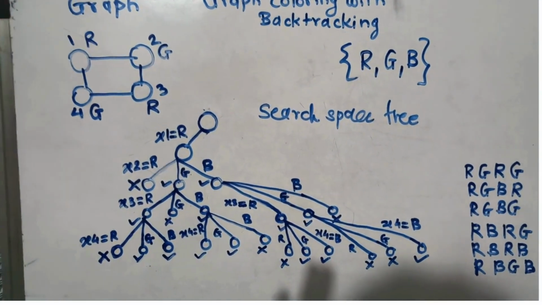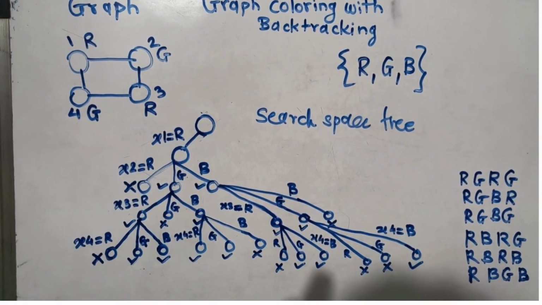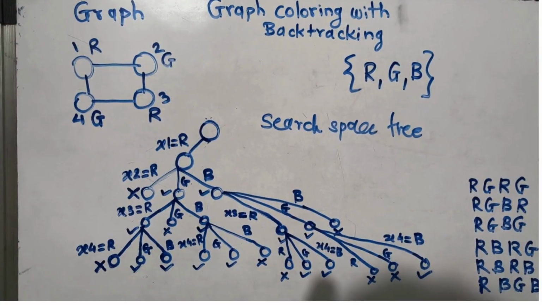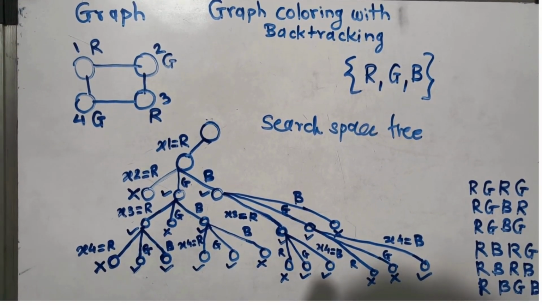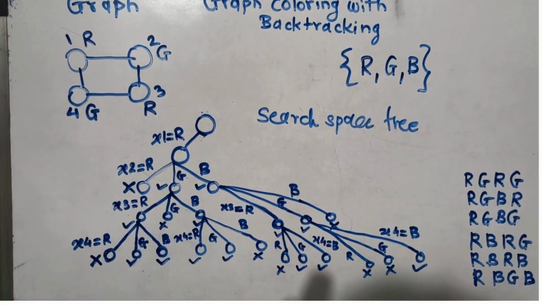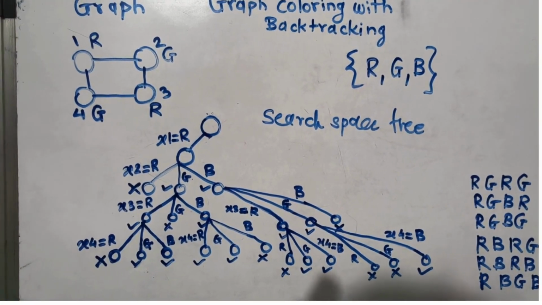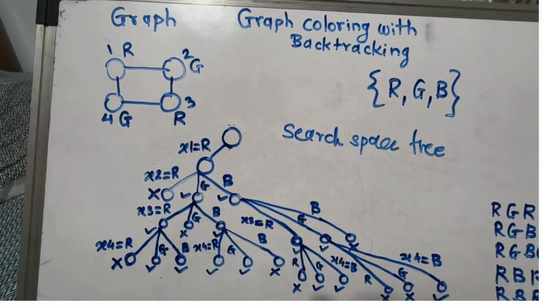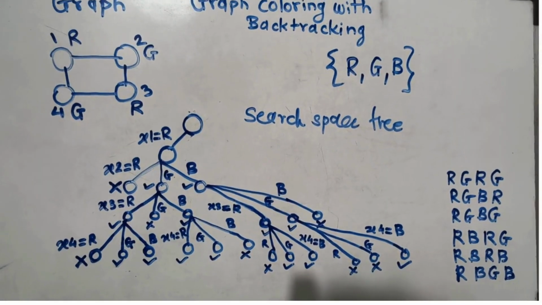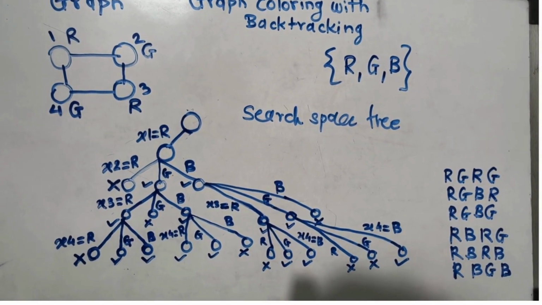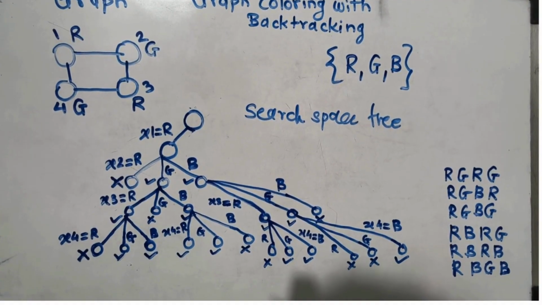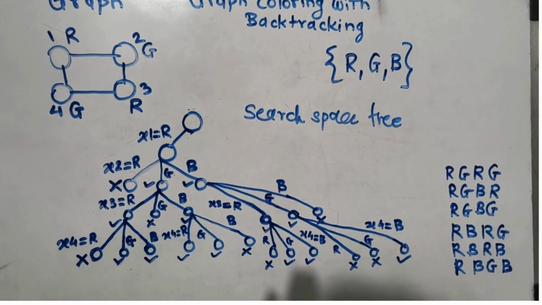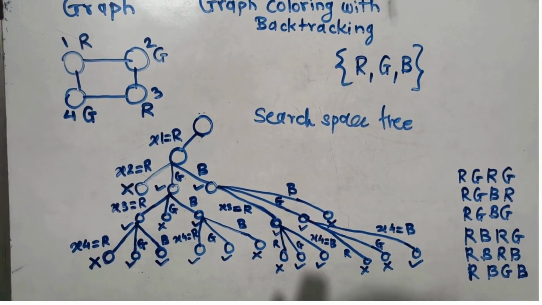So what are the constraints for coloring this graph? We have to use only these three colors RGB, and no adjacent nodes should have the same color. If node 1 and 2 are there, then the first and second node should not have the same color. So this is the constraint that we need to follow. So this is the basic idea of graph coloring, and in backtracking we need to check with possible colors. If we don't get one, then we will backtrack for finding another solution. That is the concept of backtracking.